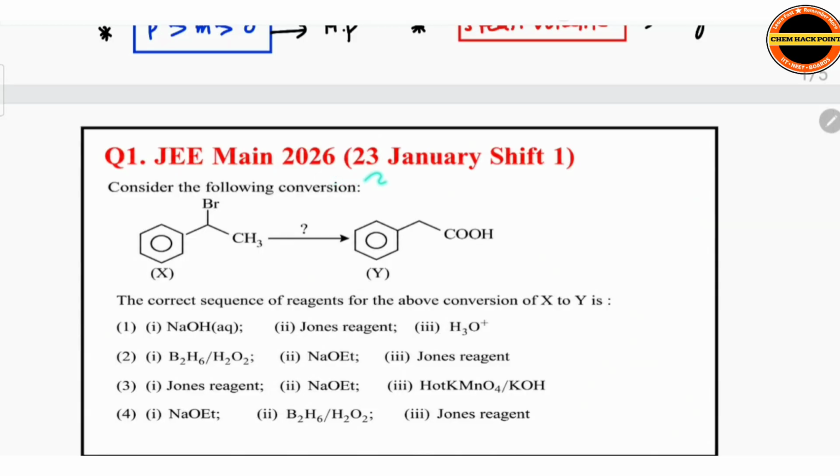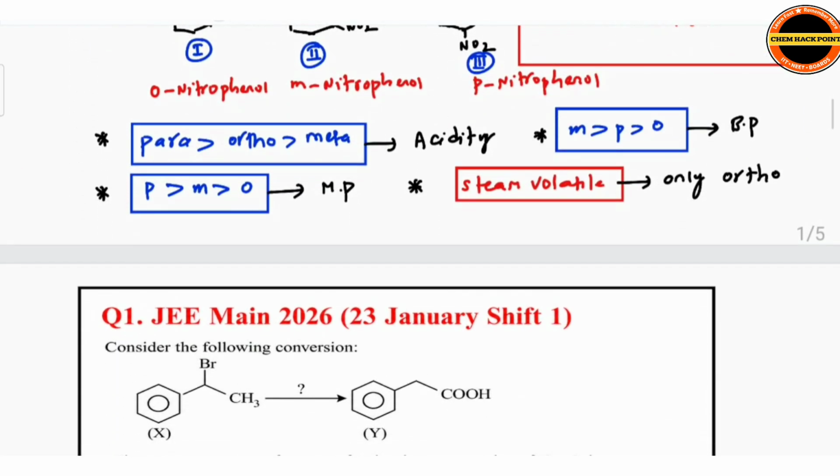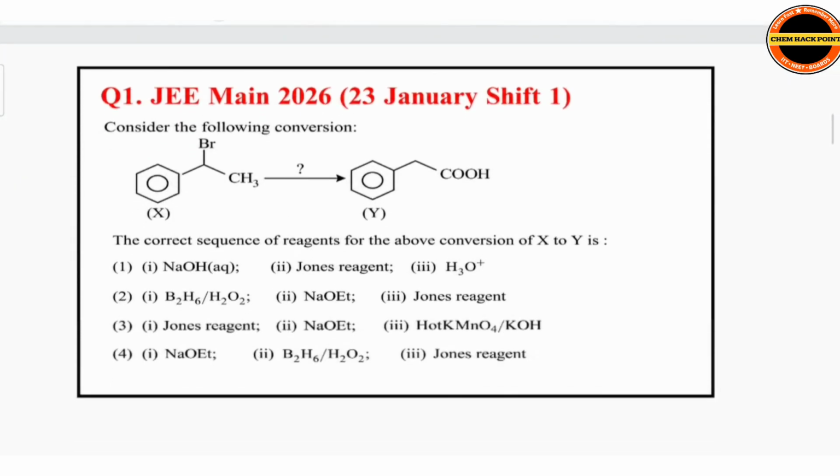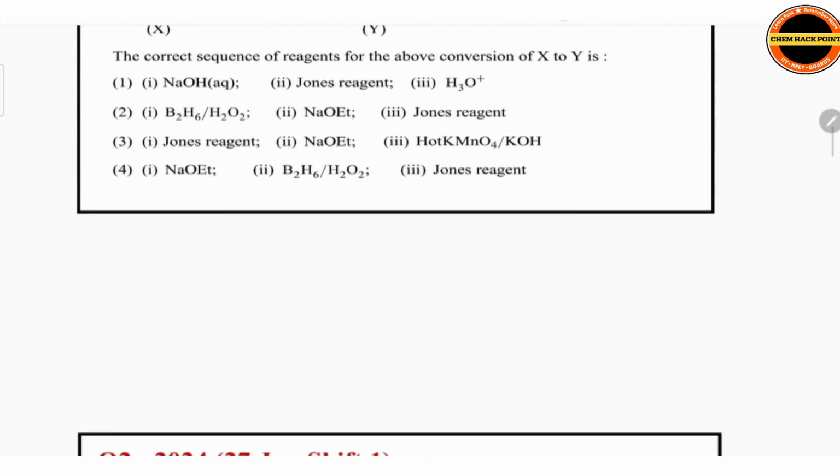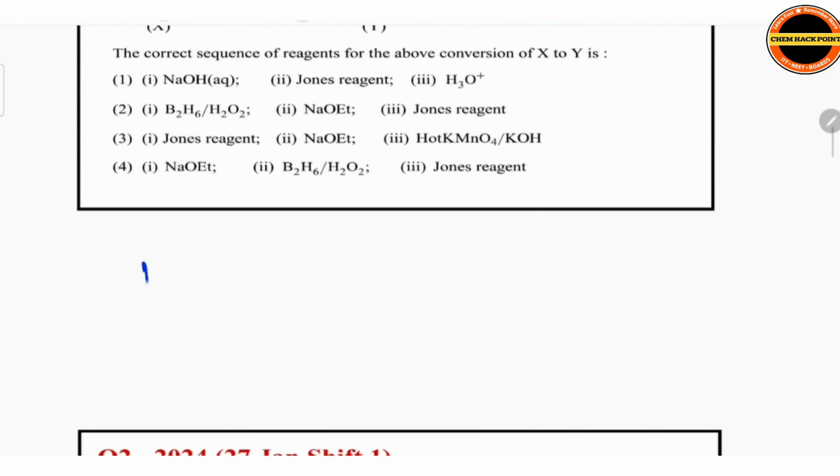JEE Main 2026, 23rd January, shift 1. Okay, next. See here, JEE Mains 2026, 23rd January, shift 1. Question here. What did they specify? Ph-CH2-Br is converted into Ph-CH2-CH2-COOH. We need to find the best sequence here. And we know that the Br is outside the benzene ring. So what will you get?